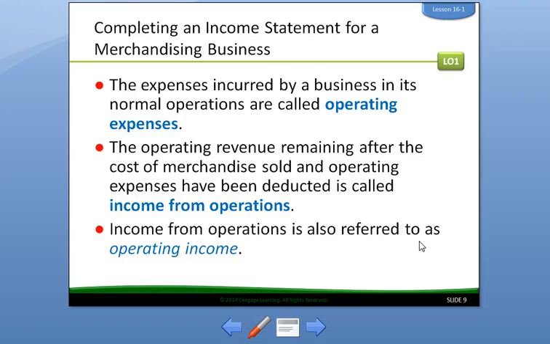So, completing an income statement for a merchandising business. The expenses incurred by a business in its normal operations are called operating expenses. The operating revenue remaining after the cost of merchandise sold and operating expenses have been deducted is called income from operations. So income from operations is also referred to as operating income.